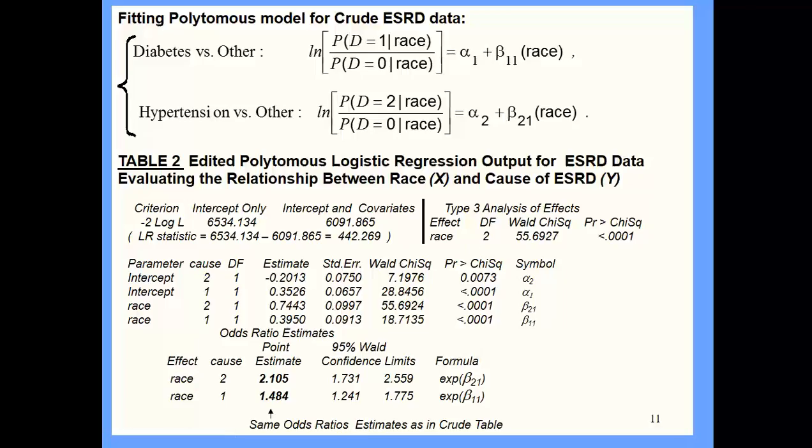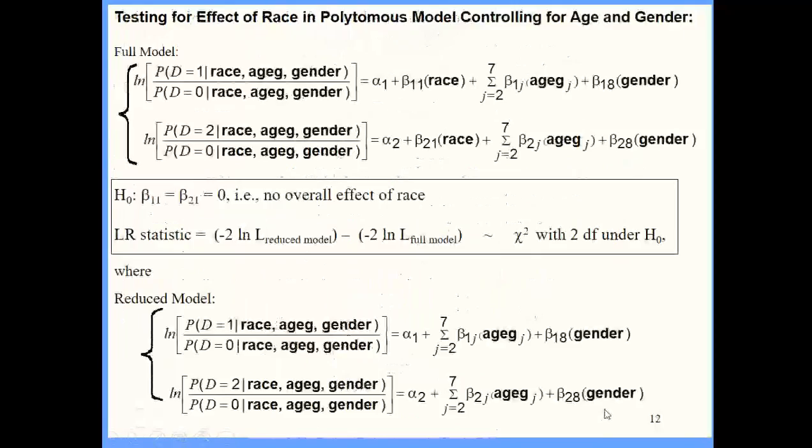Okay, that's what happened. So there's a highly significant effect of race on cause of end-stage renal disease when you consider it as a polytomous outcome variable. And you can look at the individual things, but you've got an overall statement about what's going on. Okay, now, next slide. The next slide is what happens when you add age and gender to the model.